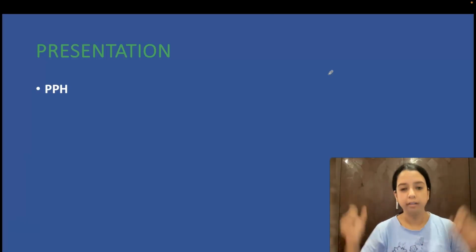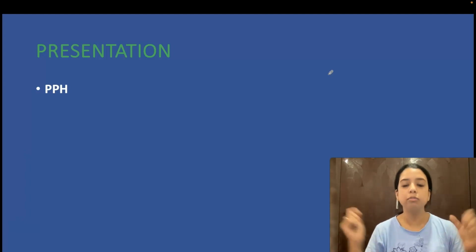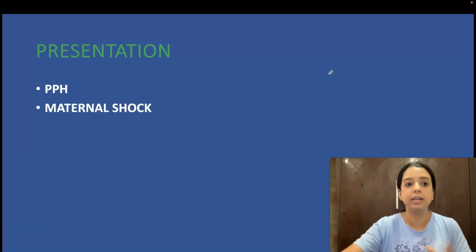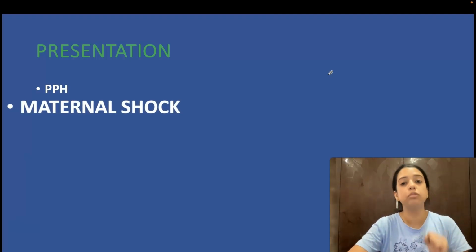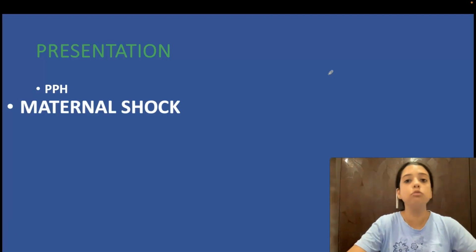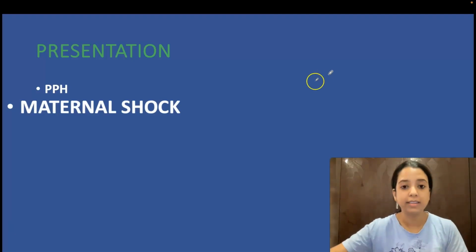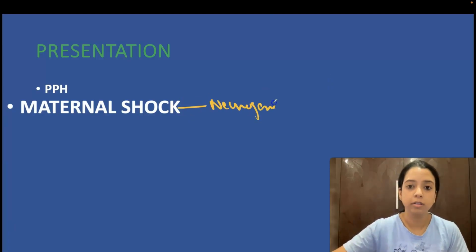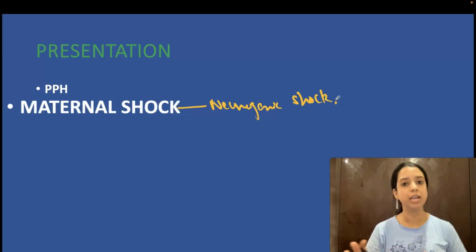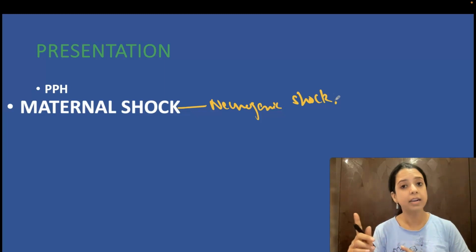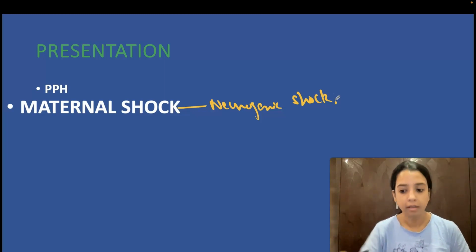There is so much traction, so much force on the neurovascular bundle, it will result in shock. And this shock will be disproportionate compared to the blood loss. You will see that blood loss has happened, but it's not that significant that the mother is going into shock. Because this shock is actually not hemorrhagic shock, it is actually neurogenic shock. So whenever you see in the question that shock was disproportionate to the blood loss, think it is something else. It is not PPH, right?